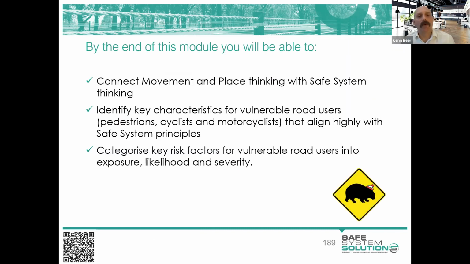So in this module, we're going to talk about movement and place, or some sort of planning framework, whatever you use, and how that directly relates to safe system thinking. Characteristics for vulnerable road users and how they align or don't align so well with safe system principles, and key risk factors for vulnerable road users in terms of exposure, likelihood and severity. Don't forget to count your wallies.